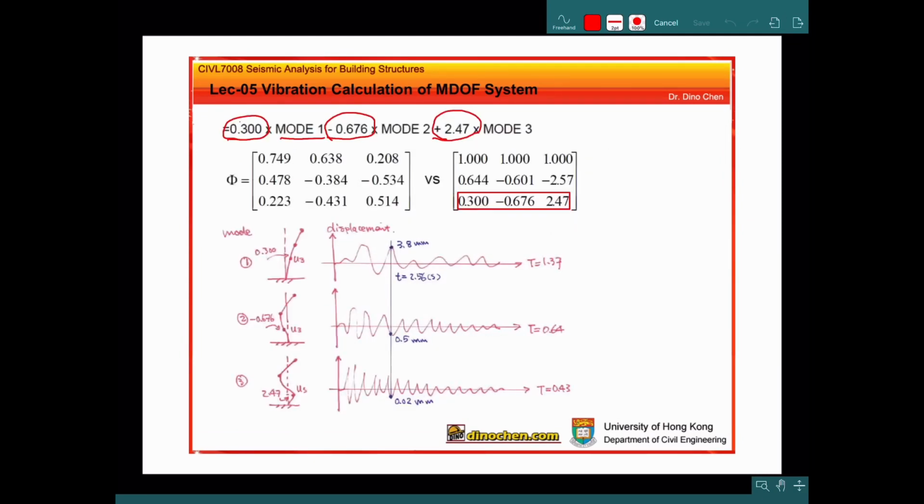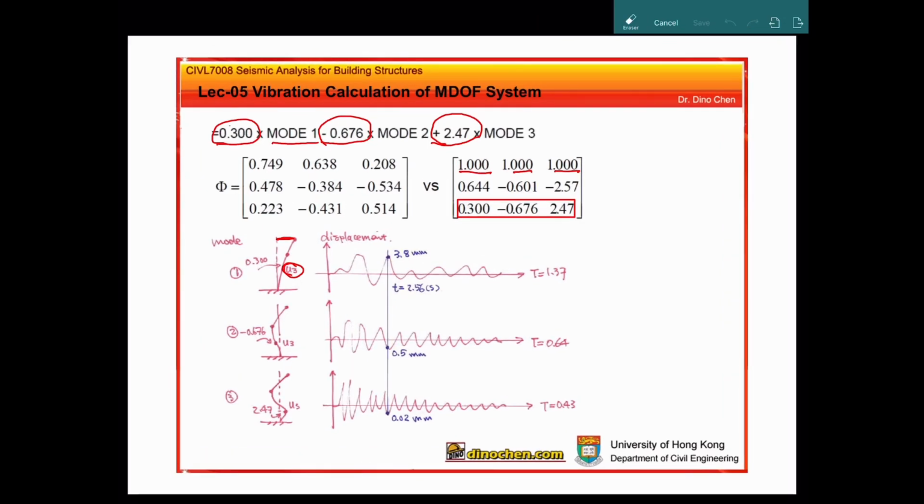We use this equation and we generalize this. We already know, for example, we need to know the top displacement. Top displacement should be equal to 1.0 for the different mode shapes, so we can add them together. But for the first story, it is the third DOF.